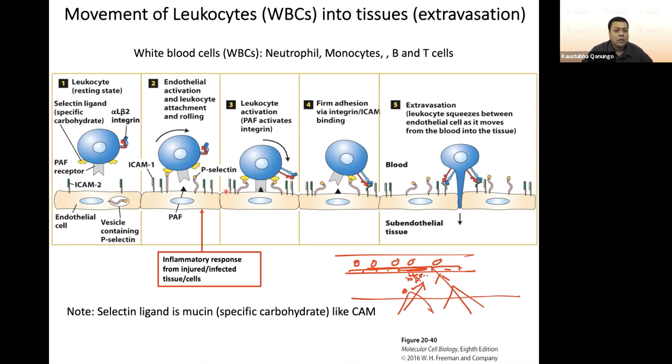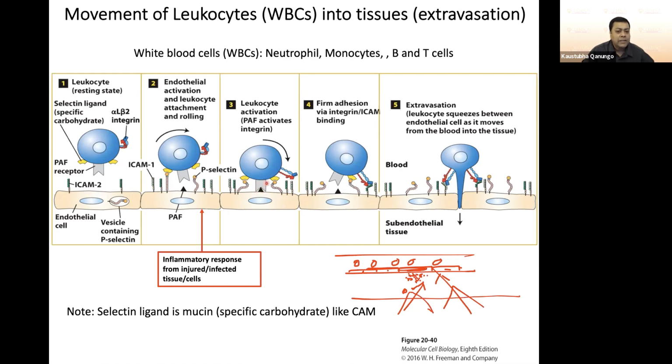While they roll, what will happen at that time also is this platelet activating factor. This will be expressed on the endothelial cell. So there is a difference. See, the P-selectin was in the vesicle that is trafficked to the cell surface, whereas the platelet activating factor will be a transcription activation due to those cytokines, and that will be expressed on those. And the platelet activating factor receptor of the blood cell or the leukocyte will bind to that.